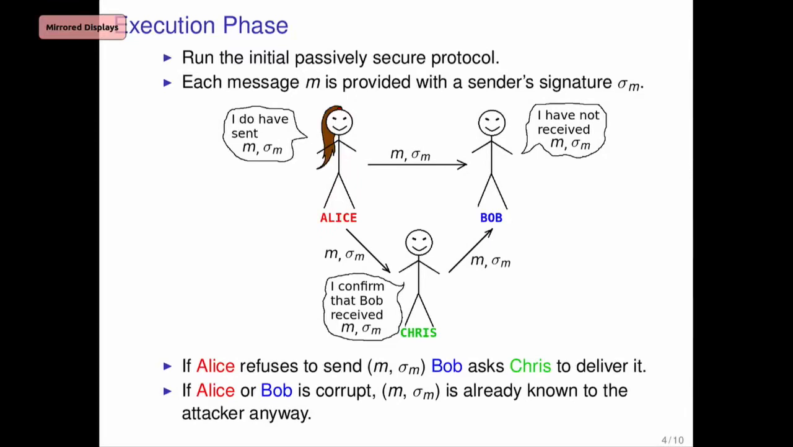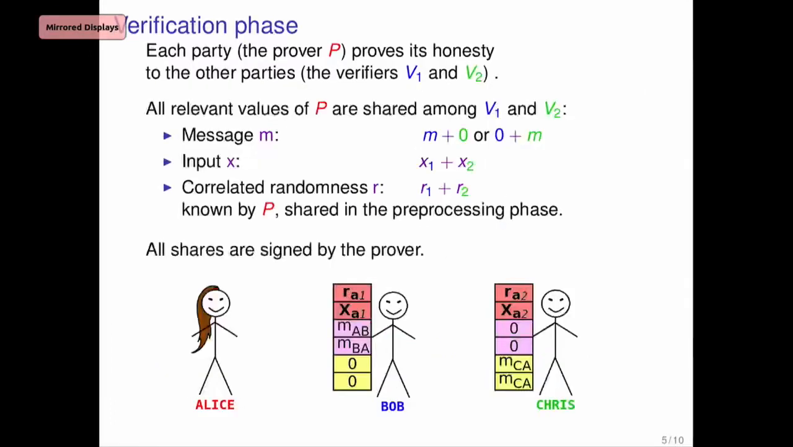So this is about the execution phase that finally provides signatures to all messages, but otherwise it is passively secure. And now comes the verification phase. In this phase, the prover proves to the other parties, the verifiers, that it has behaved correctly in the computation. And before that, we assume that all relevant values have to be shared among the verifiers V1 and V2. So the messages M are sent either as M plus 0 or 0 plus M.